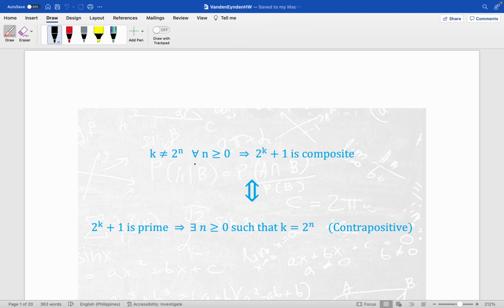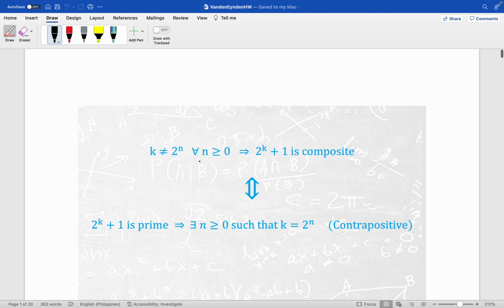It seems like it may sometimes be a little more direct to do it that way, or the other way around. Now, I'm not going to get into the nature of the proof of this. I'm just going to go with this as a statement that's known to be true. This states that if K is not a power of 2, and this upside-down A means "for all," what they call a universal quantifier, for all non-negative integers, if you have this condition on the left-hand side, then it's going to be the case that 2 raised to the K plus 1 is always composite.